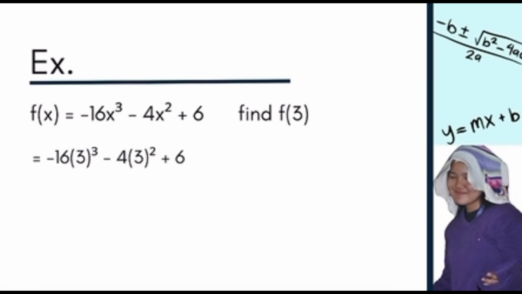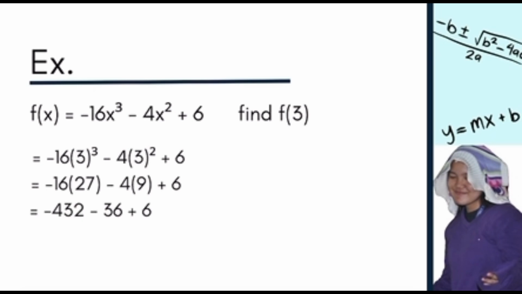Here's another example. Doing the same procedure, replacing all the x with 3 in the function f of 3. So the given expression is negative 16x cubed minus 4x squared plus 6. Multiplying the 3 cubed by itself, same process in 3 squared. Multiplying the numbers inside and outside of the parentheses. Subtracting and adding them, the answer will be negative 462.